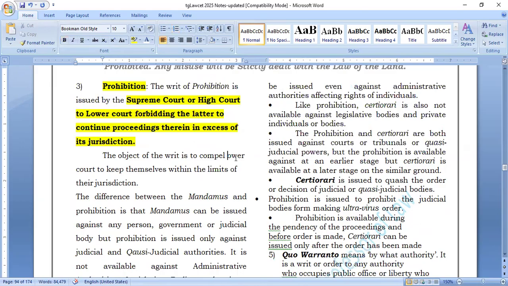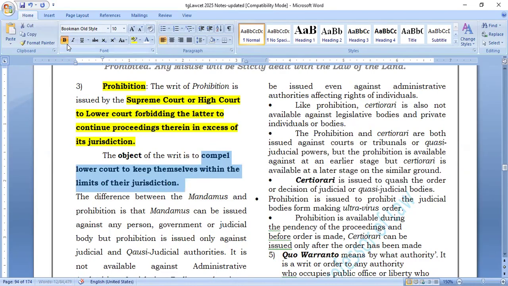The object of the writ is to compel lower courts to keep themselves within the limits of their jurisdictions. तो object क्या है? What is the aim of this writ? To compel the lower court to keep within their jurisdiction. माने अपना दायरा उन लोगों का पार नहीं करना. Next.